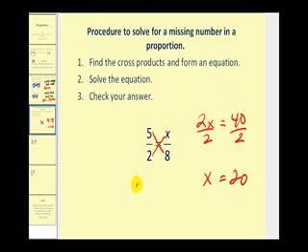To check this, we'd have 5 is to 2 as 20 is to 8. 5 times 8 is 40. 2 times 20 is also 40, so it checks. Let's go and do a couple more of these.